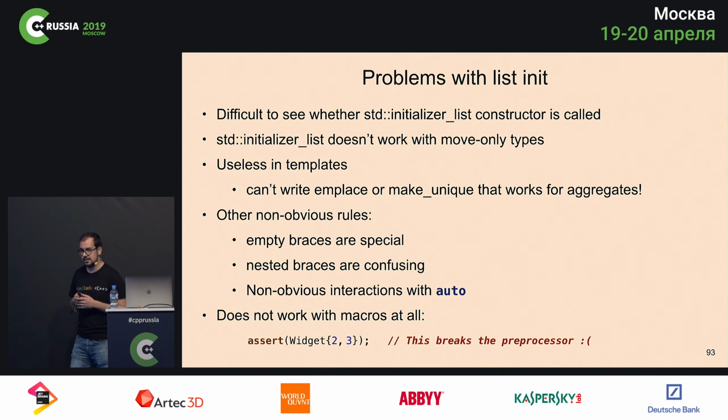And then the last thing that I wanted to mention is macros. It turns out that list initialization doesn't work at all inside a macro. If you have assert, assert is a macro. If you write the same thing, widget, with parens, that's fine.